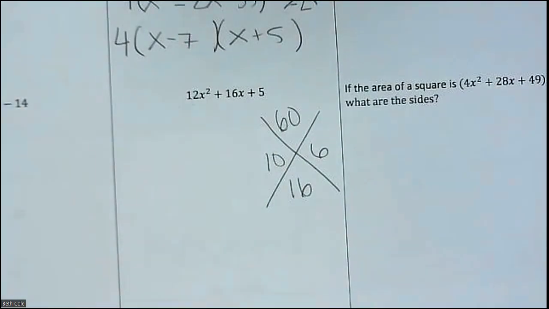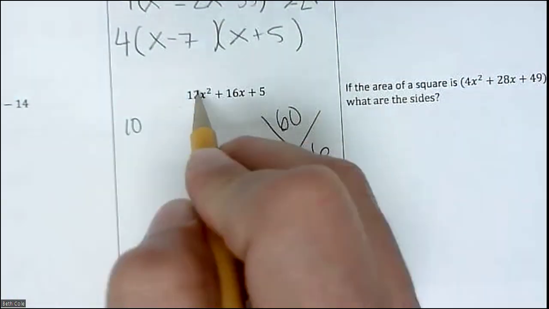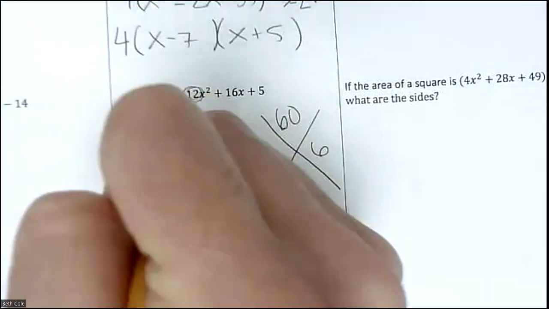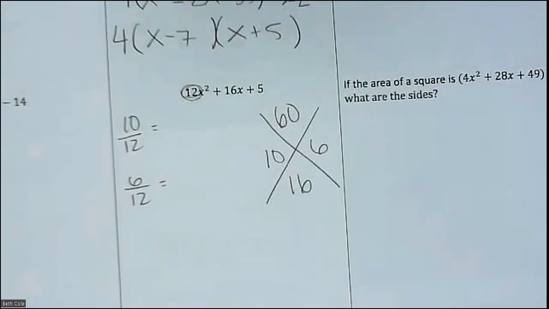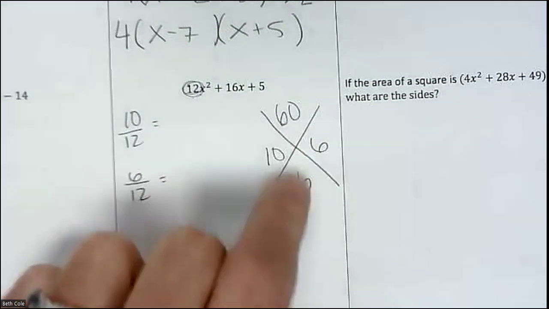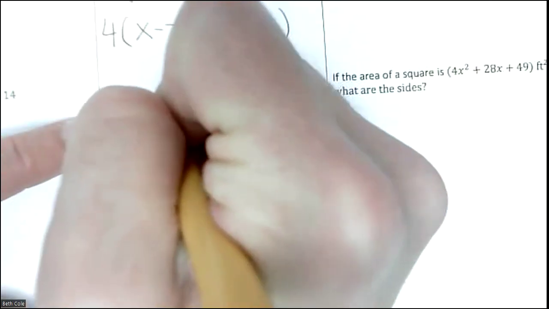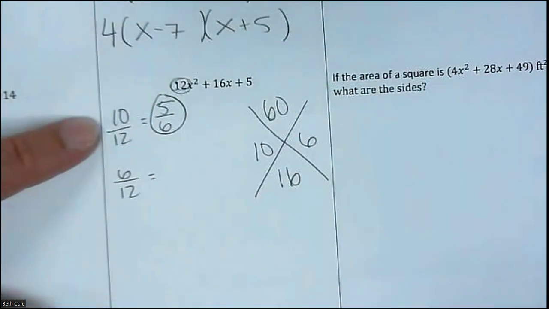This one's nice because everything's positive. That's always good. Now, you can't skip this middle step. You have to take the 10 and the 6 and divide them by 12. Don't skip that step. If you miss that, I really can't do much partial credit because you skipped half the problem. But again, this part went well on your quiz. You guys did well on that. All right, this would reduce to 5, 6.